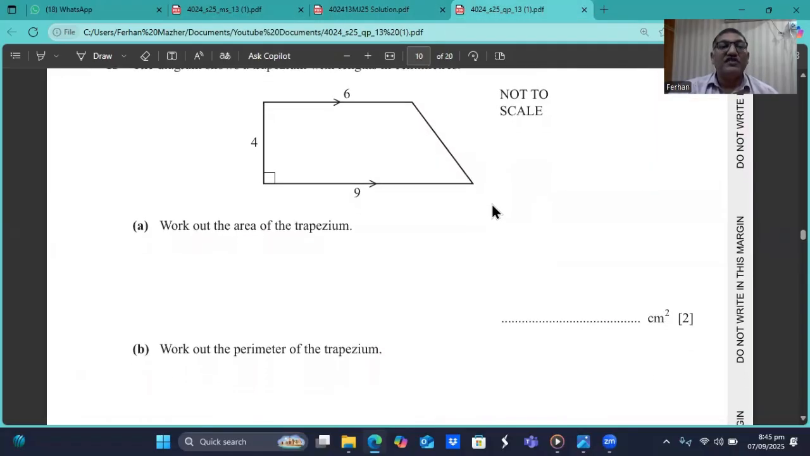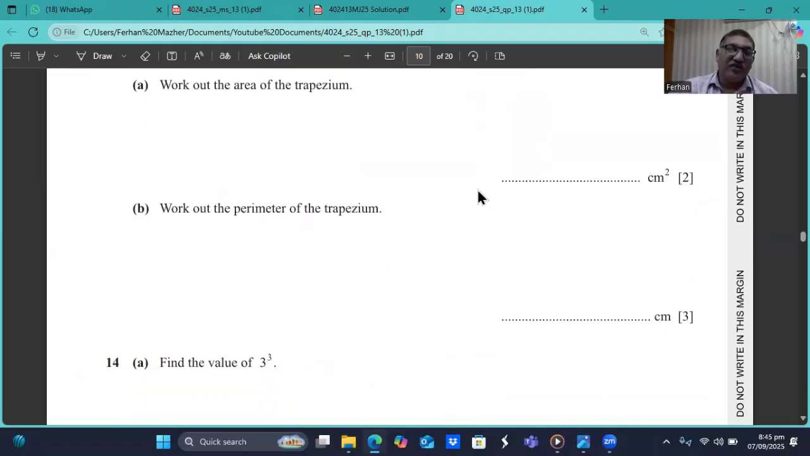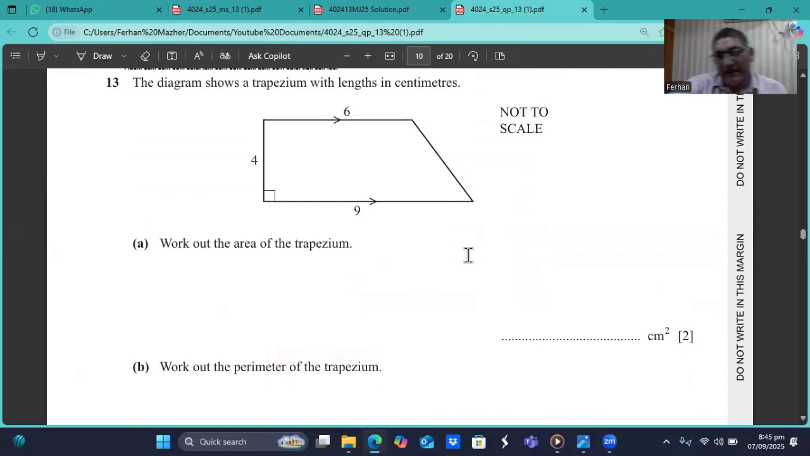Question number 13, its B part. He says work out the perimeter of the trapezium. Whenever you want to find the perimeter of any regular or irregular shape, that means you have to find the total length of its outer boundary. The outer boundary: this side is 6, this is 4, this is 9, but I don't know how much this is. This is an inclined line. The method is very simple. You will draw a perpendicular line from this point to this side. So if this is 6, this portion will become 3, this portion will be 4. I will apply Pythagoras and I will find out this side.